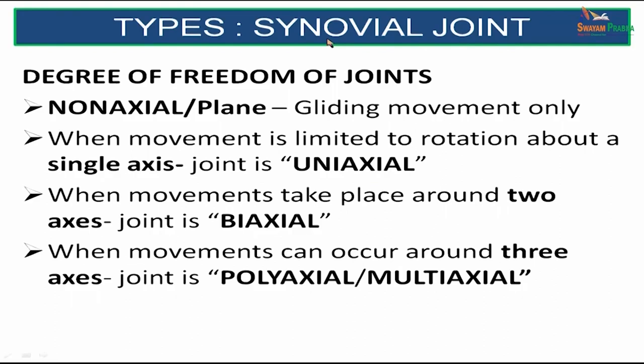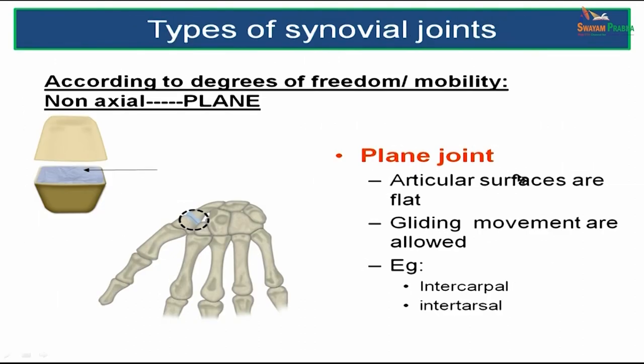Now, we come to the classification of synovial joints according to degree of freedom of movement. So, the first one is a plane joint or a non-axial joint. The second is uniaxial. Third is biaxial and fourth is poly or multiaxial. A non-axial plane allows only gliding movement. A uniaxial joint allows movement around a single axis. A biaxial joint allows movement along two axes, and polyaxial allows around three axes. So, we'll do them one by one.